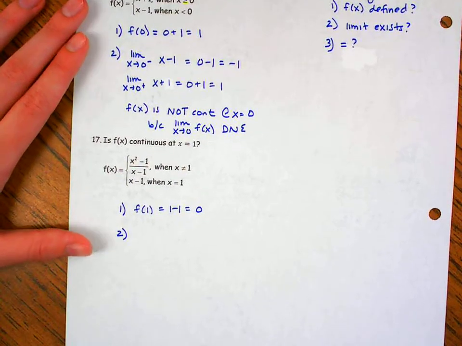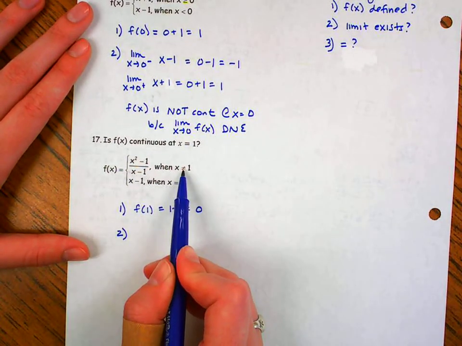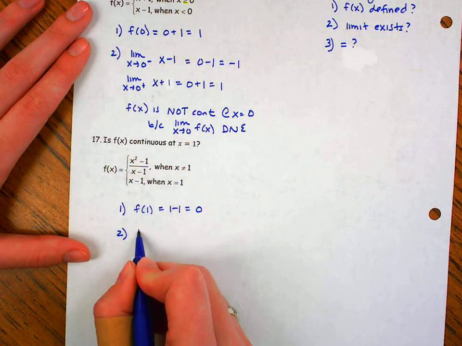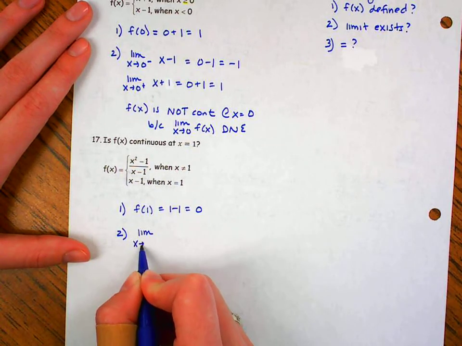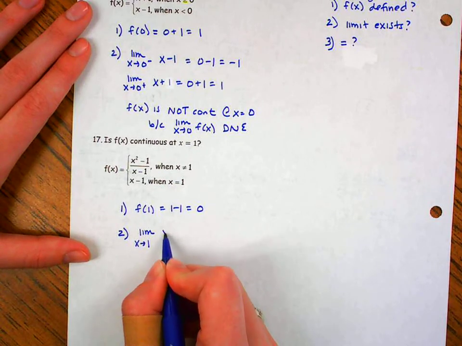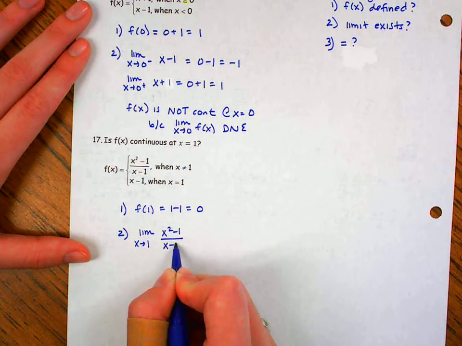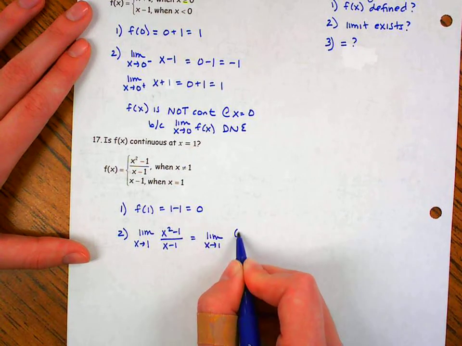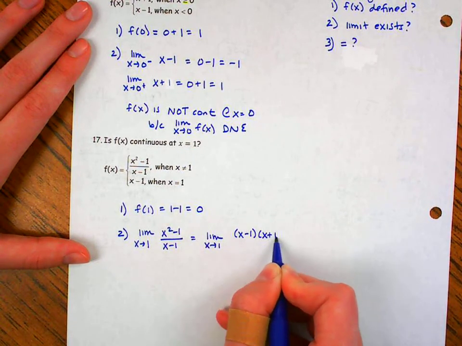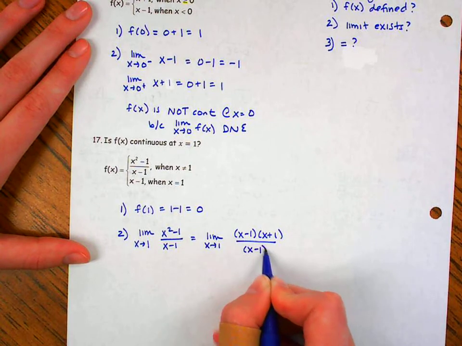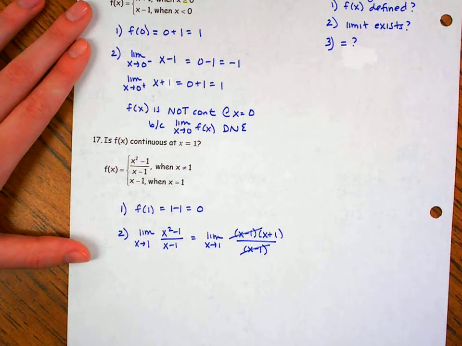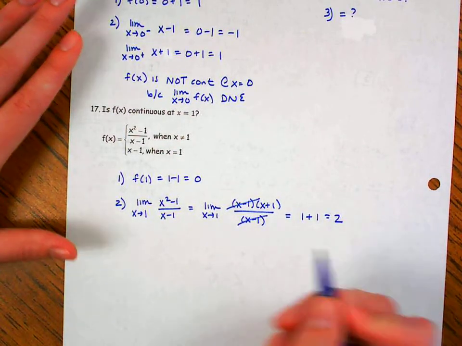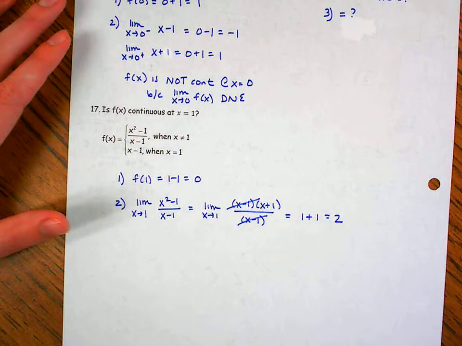Step 2 is my limit. Okay, this is what's happening when x isn't 1. So this is the before one and the after one. So I can just do one limit to figure out what's happening around the x value of 1. Well, if I were to plug in 1 into this, I get 0 over 0. So I'm going to factor. And when I do that, I'm left with just x plus 1. And when I plug in 1, I get 1 plus 1, which is 2. So my limit did exist. I got a value, and the value is 2.